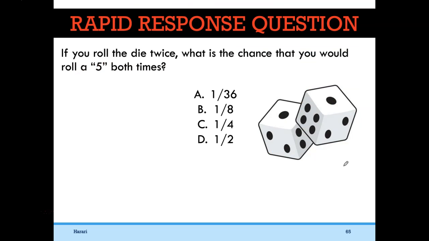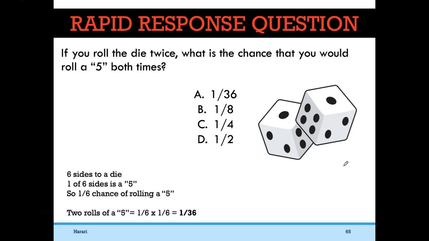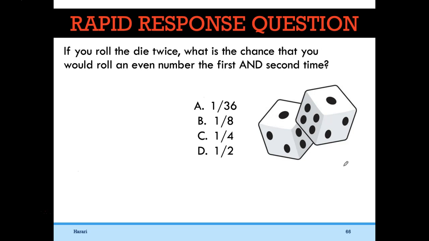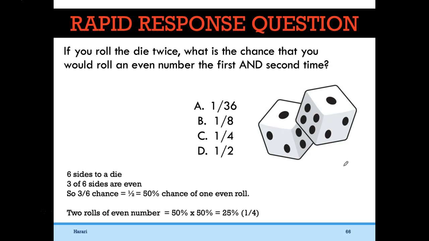All right, so let's put it into practice. If you roll the die twice, what is the chance that you would roll a 5 both times? Pause here. The answer is A, 1 out of 36, just like the previous slide showed. If you roll the die twice, what is the chance that you would roll an even number the first and the second time? So again, this is another product rule. So 50% the first time, 50% the second time. So that would give us C, 1/4 chance of getting an even number 2 times in a row.